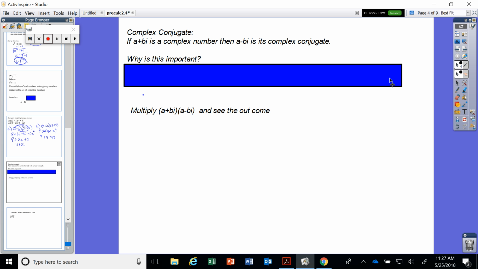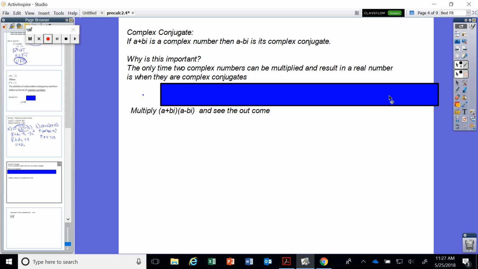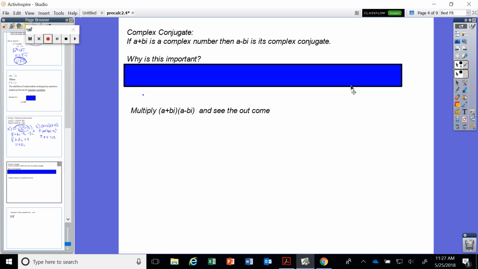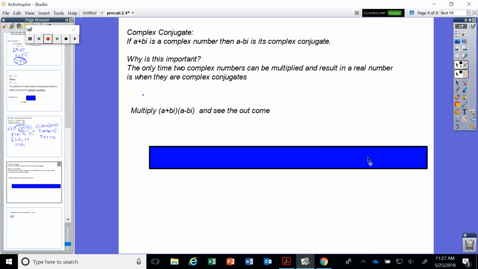Why is it important? Well, it's important for a number of reasons, because as we dive into limits and things like that, you're going to start seeing it's a way to solve limits algebraically in some instances. But specifically, what it tells us is that the only two complex numbers that can be multiplied and result in a real number are complex conjugates. I'll say it one more time.